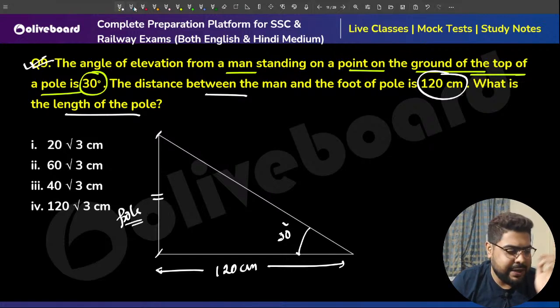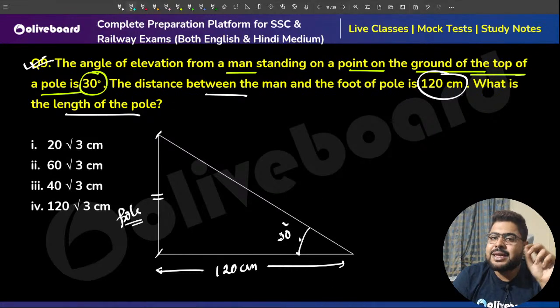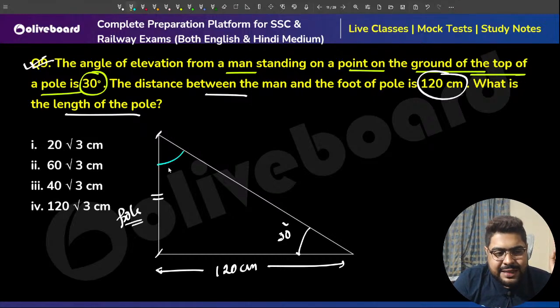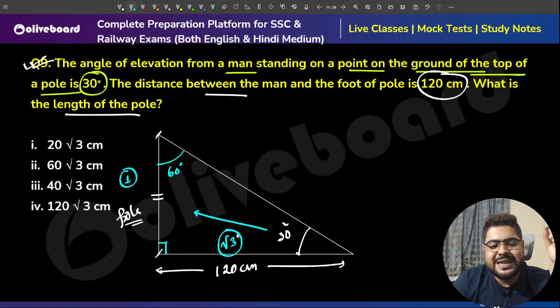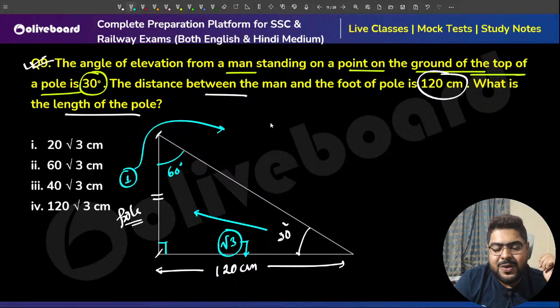Very, very simple. I'm giving you a new way. Always remember the 30, 60, 90 triangle. Opposite to 30 this is 1 unit. Opposite to 60 this is root 3 units. So it is given that root 3 units is 120. They are asking the 1 unit value, which is the height.